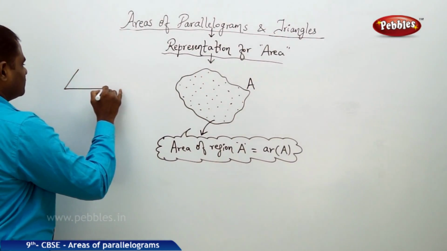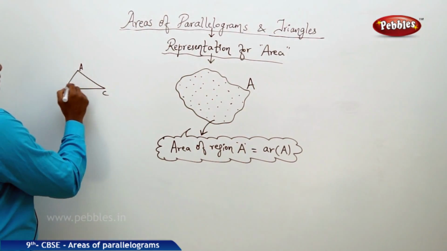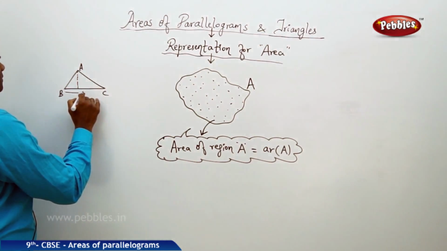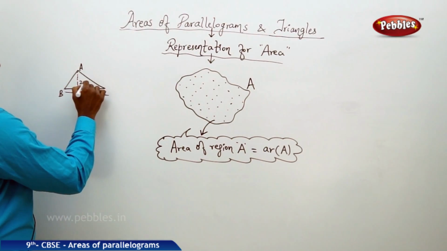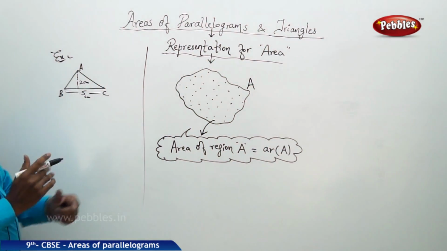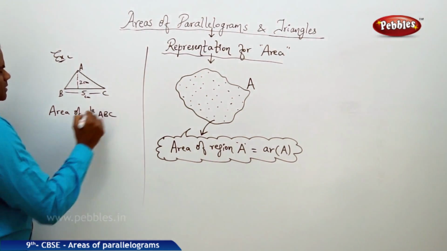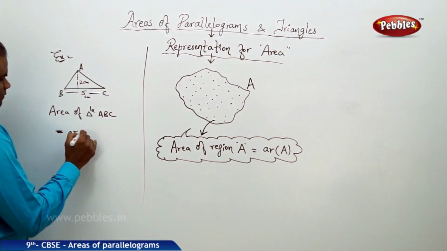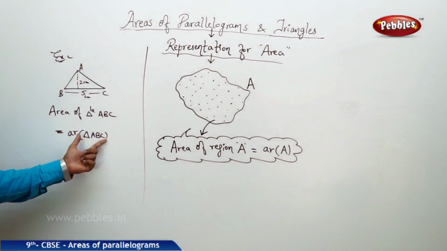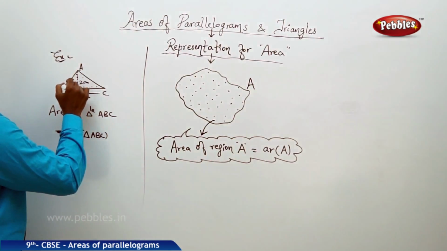Similarly, if I take a triangle ABC and I take the height and the base to be 2 and 5 centimeters, then to find area of this triangle, for example, with altitude as 2 centimeters and the base as 5 centimeters, the area of triangle ABC is denoted by AR of triangle ABC. This is how I denote it.